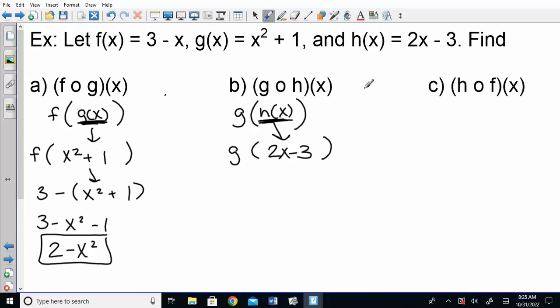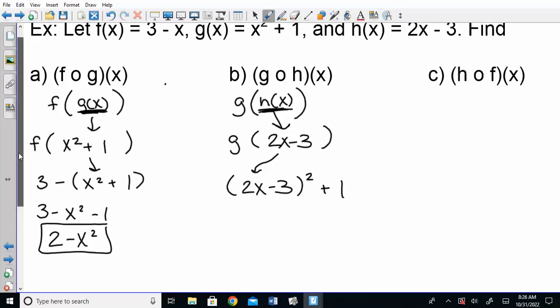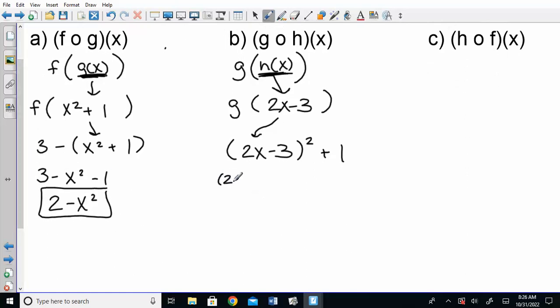Make sure you're paying attention, guys. So now I am plugging that into g. So g is whatever you plug in squared plus 1. And I'm plugging in 2x minus 3. I do not want to leave it like this, so what do I need to do? FOIL.